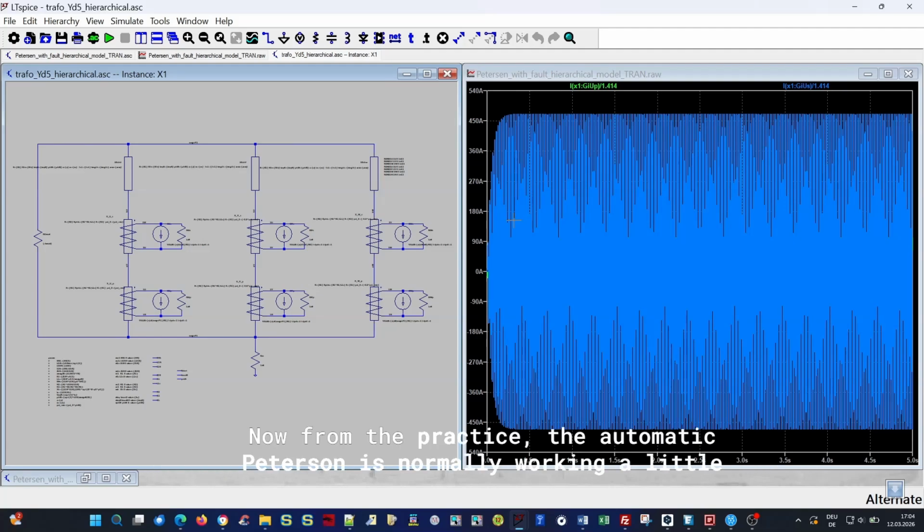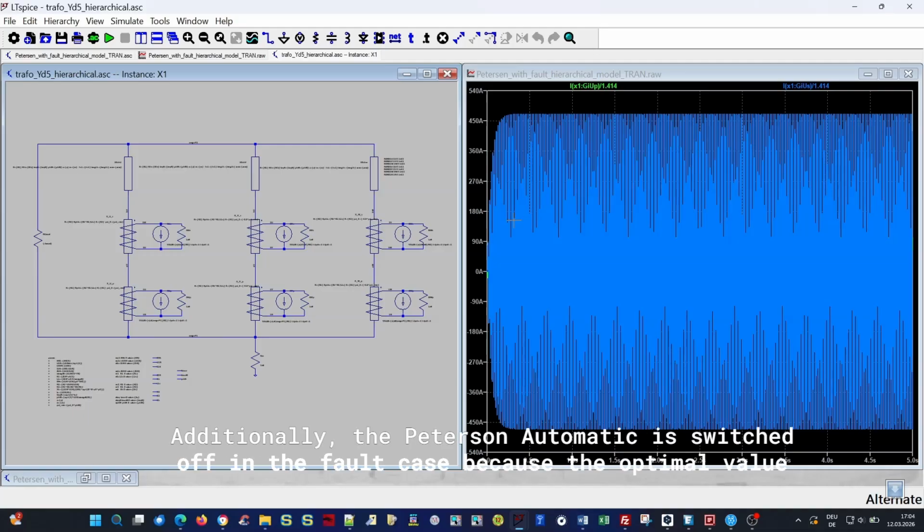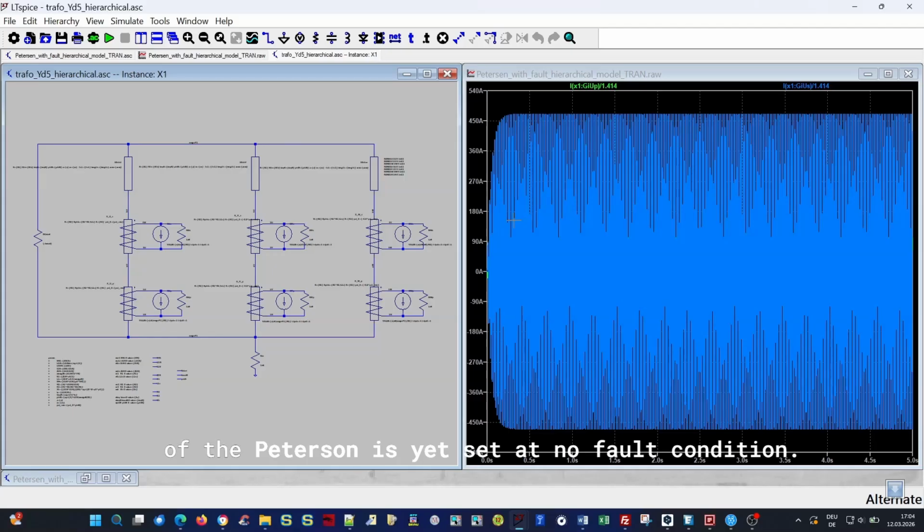Now from practice, the automatic Petersen is normally working a little bit undercompensated, with an uncompensated current of, e.g., 6 ampere capacitive. Additionally, the Petersen automatic is switched off in the fault case because the optimal value of the Petersen is already set at no fault condition.